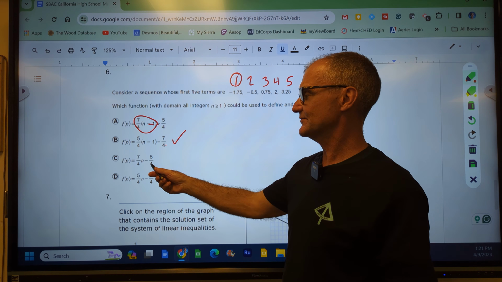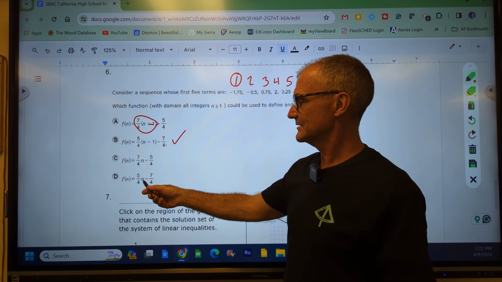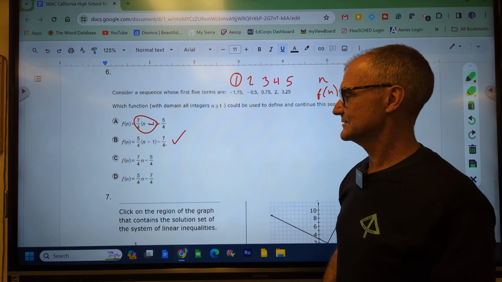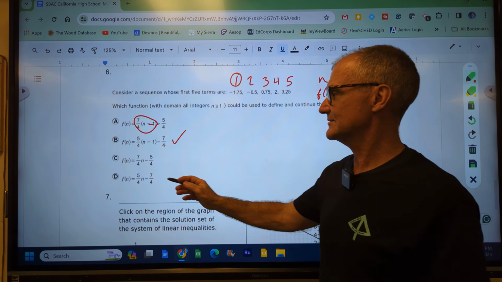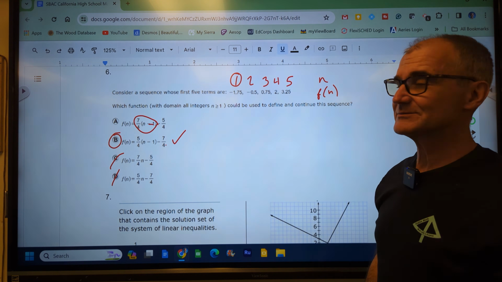Plug 1 in here. 7/4 minus 5/4 is 2/4, not that. Plug it in here. 5/4 minus 7/4, negative 2/4, doesn't work either. So neither of these work. So the correct answer has to be B. I could double check that as well.